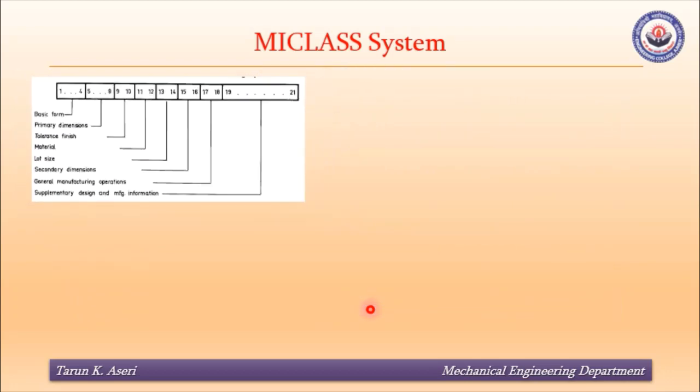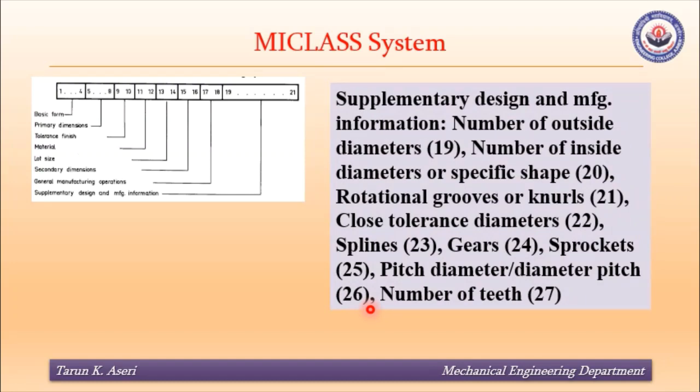The supplementary design and manufacturing information includes the number of outside diameters, number of inside diameters or specific shape. It also gives you information about rotational grooves or knurls, closed tolerance diameter at the 22nd digit, splines, gears, sprockets, pitch diameter to diameter pitch ratio, then number of teeth, etc. So from 12 digits to 13 digits, it provides you each and every piece of information.